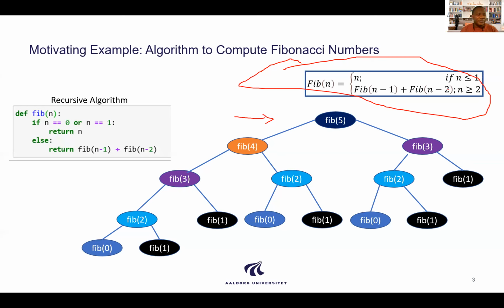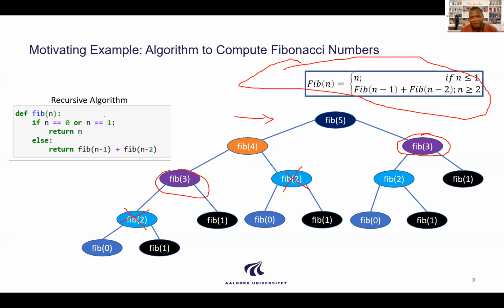But the problem is here. Look at fib of 3, for example. This is calculated twice. The same thing, but done twice. Fib of 2, the same thing, but calculated twice. Based on this observation, when you increase n, say to above 10, you will see that this algorithm takes a significantly long time to run.